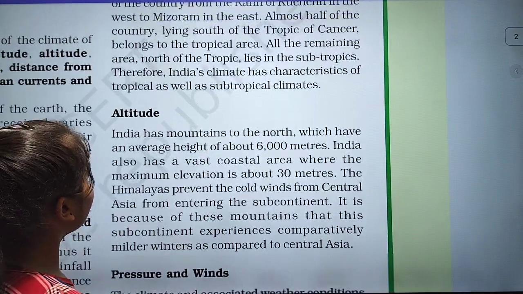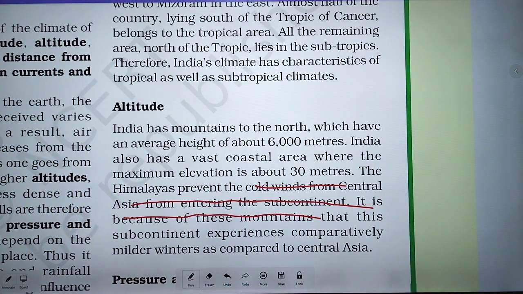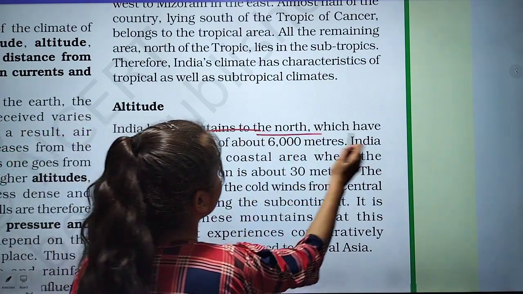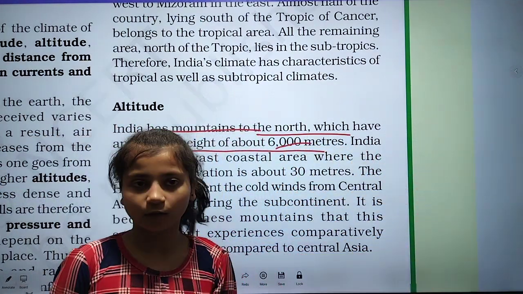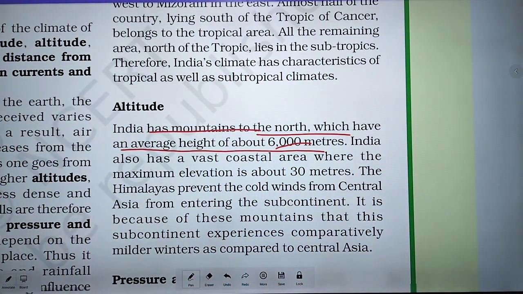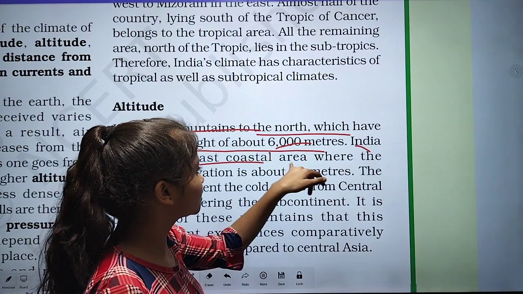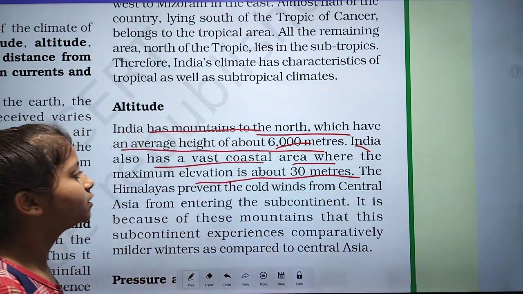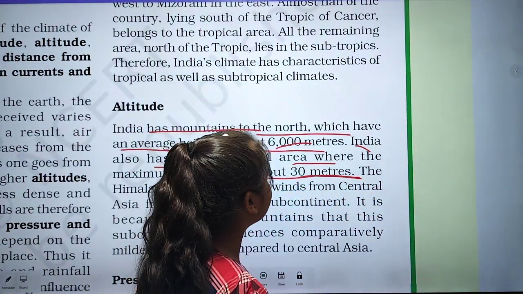Now altitude. India has mountains to the north which have an average height of about 6000 meters. India also has a very vast coastal area where the maximum elevation is about 30 meters. It means it also has the coastal area which has a maximum elevation of about 30 meters.